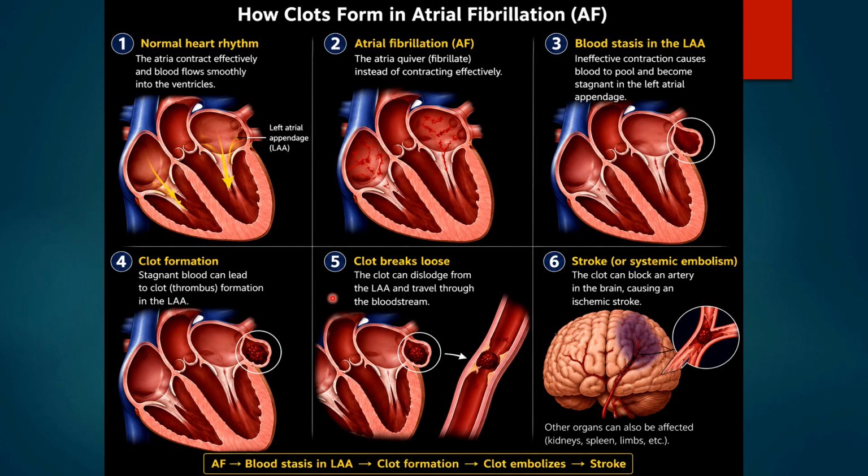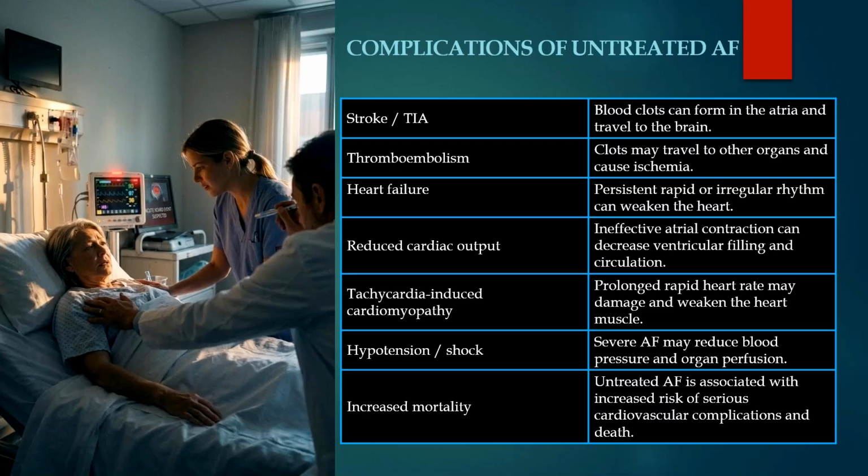The clot can dislodge from the left atrial appendage and travel through the bloodstream. So, if the clot travels to the brain, it can block an artery in the brain, causing an ischemic stroke. In case it is traveling to other organs, they can also be affected, ending up with ischemia. Now you have a clear idea about the main complication of untreated AF. Let's discuss the other complications too.